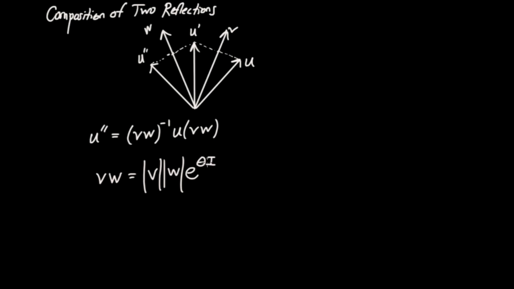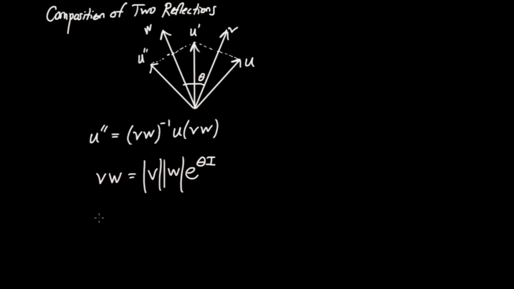Now what's this angle theta, the angle that came up naturally here? Well, that's the angle separating v and w. So let me draw that into the picture. That's the angle separating the two vectors that we used for the reflecting. So I have an idea of what vw is going to look like: some scalar times the exponential of a bivector.